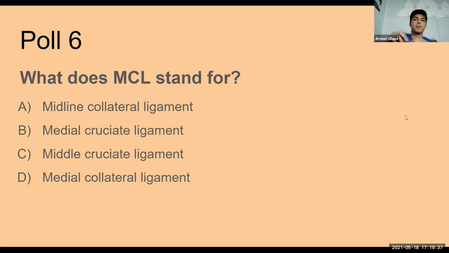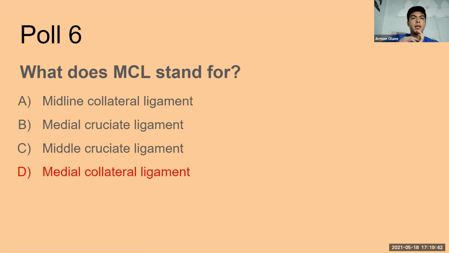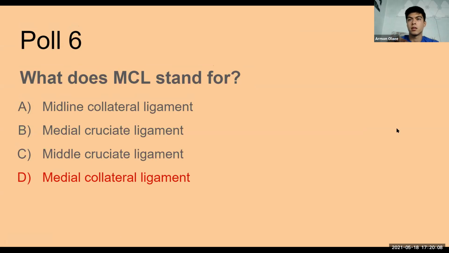So it is D, medial collateral ligament. For those that put B, can anybody tell me why it wouldn't be B? Does anybody know why it's not B? Okay. Well, the reason why it isn't B is because B is medial cruciate. Yes, correct. Cruciate means cross. Only the ACL, the anterior cruciate ligament, and the PCL, the posterior cruciate ligament, are the only ones that cross. The MCL and the LCL are collateral, which means they go straight down and are almost parallel to each other. So that's the difference. Cruciate means cross, which is only your PCL and ACL, and collateral means going straight, which is your MCL and LCL.